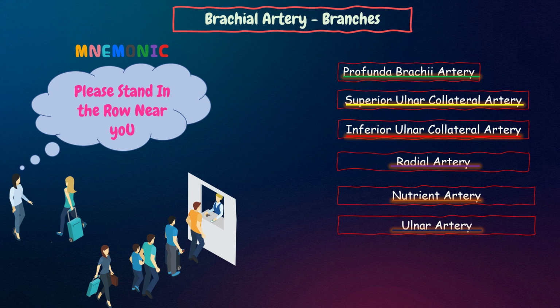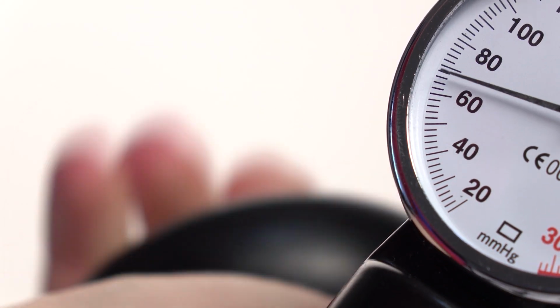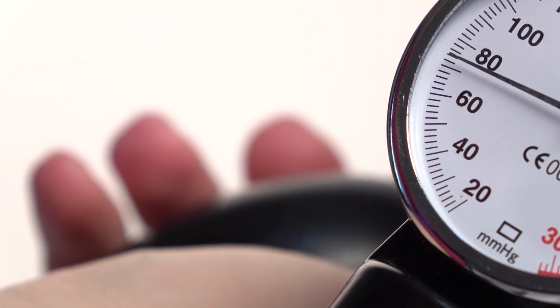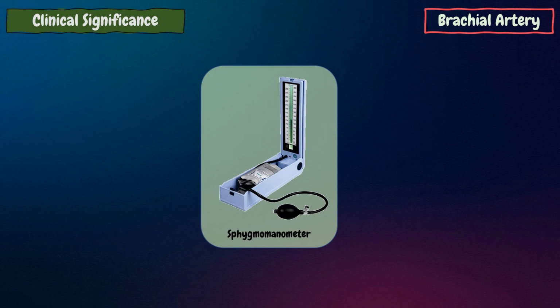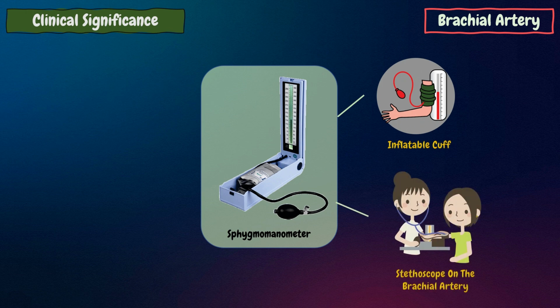The brachial artery is clinically significant as it is the artery used to take the pulse of the upper limb and measure blood pressure. To measure blood pressure, a device known as a sphygmomanometer is used. In the method of measurement, an inflatable cuff is tied around the arm. A stethoscope is placed on the brachial artery as it lies in the cubital fossa.